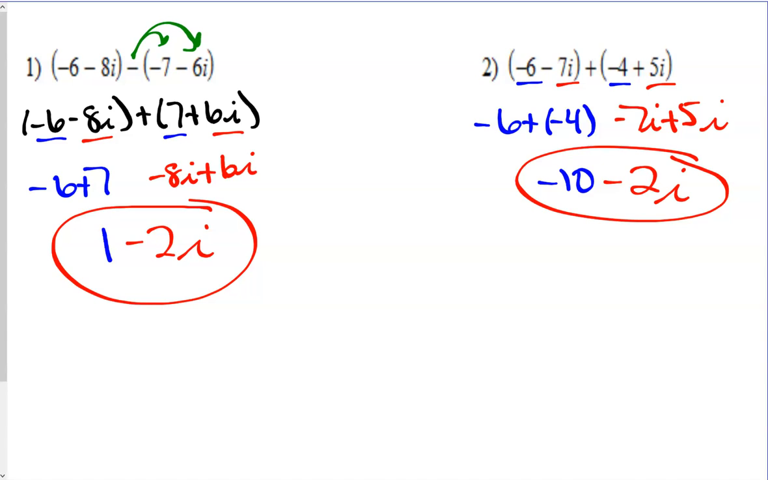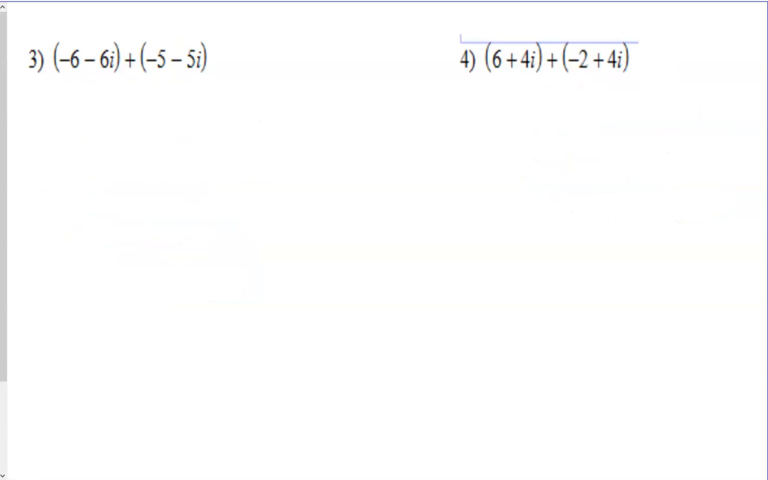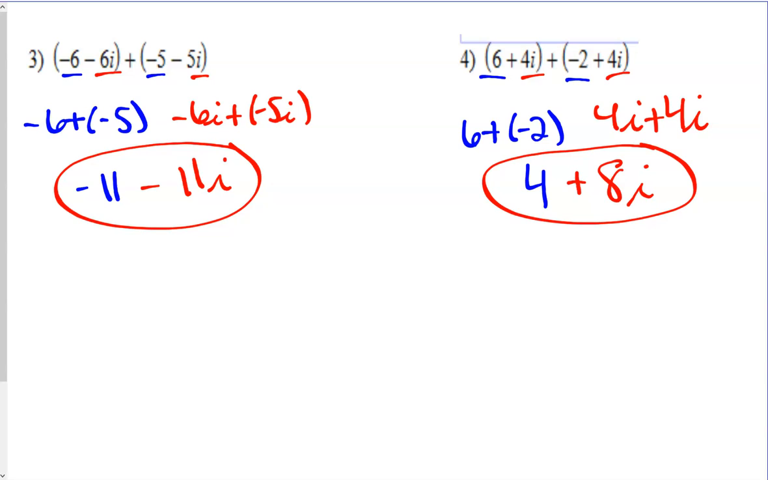All right, let's do 2 more just to make sure we have this under control. So 3 and 4, go ahead and push pause and try to do these 2 on your own. All right, check your answers with mine again. Number 3, you should get negative 11 minus 11i. Number 4, you should get 4 plus 8i.